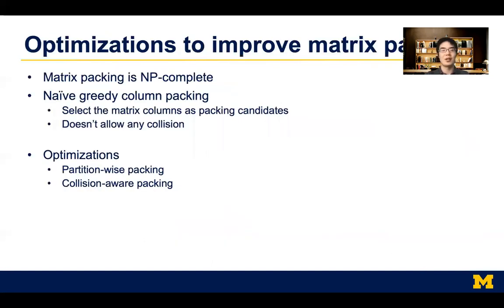So far, we are using naive matrix packing. The greedy column packing works on the matrix columns as candidates, and it doesn't allow any collision. We notice that a few collisions in the columns prevent the merging of 2 columns. So if we allow collisions, will this packing algorithm get better? The result is yes. We propose 2 different optimizations. The first is partition-wise packing. Another one is collision-aware packing.